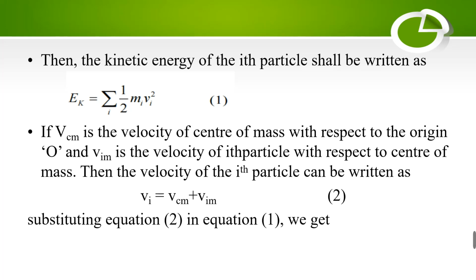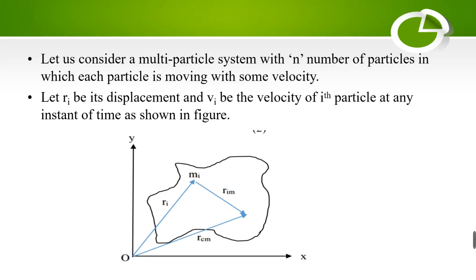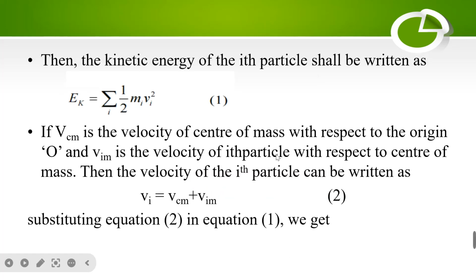Then why do we need to calculate the kinetic energy of a system of particles with respect to the center of mass? Why do we need to calculate it, and what is the difference between the normal kinetic energy formula and the formula for the system of particles? That is what we are going to see.